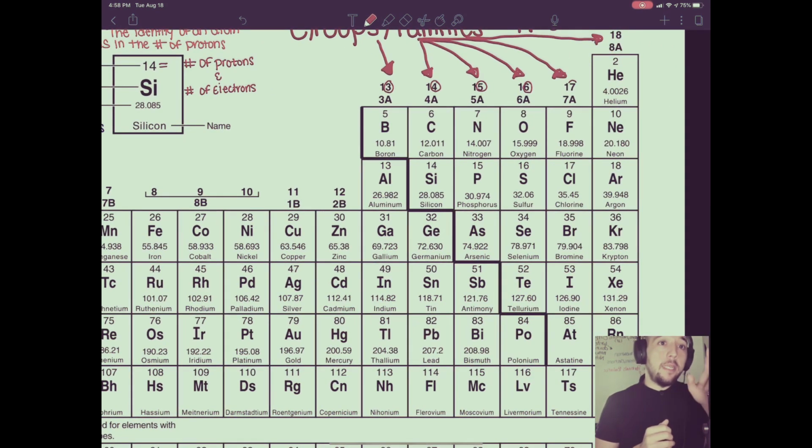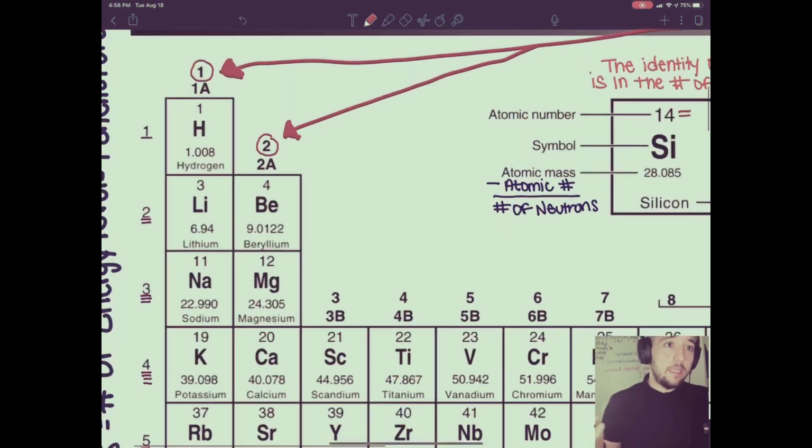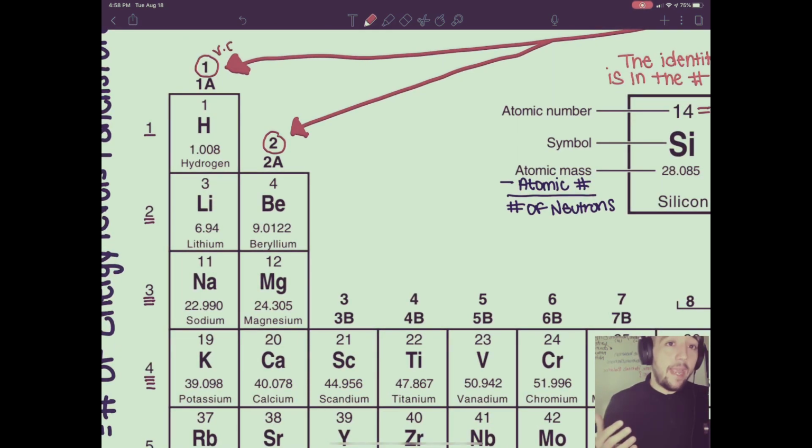So for 13, we circle the 3. For 14, we circle the 4. For 15, we circle the 5. 16, 6. 17, 7. And for 18, 8. And these tell you the number of valence electrons.